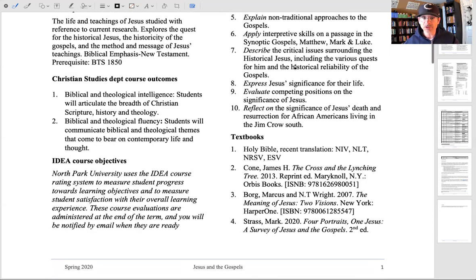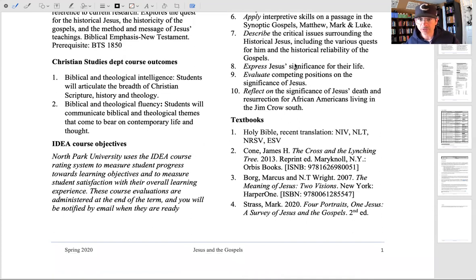All right, so textbooks. We have the Bible. You'll need a Bible and use a recent translation, not an old King James Version translation. And then you'll need to buy James Cone, or get it from the library, The Cross and the Lynching Tree, which I just mentioned. Number 3, you need to have the book by Marcus Borg and N.T. Wright called The Meaning of Jesus, Two Visions.